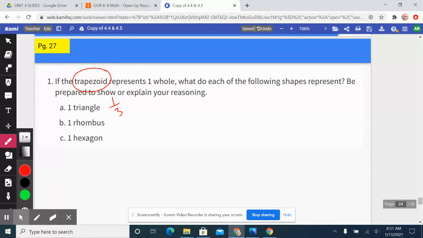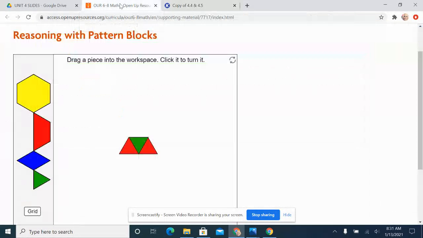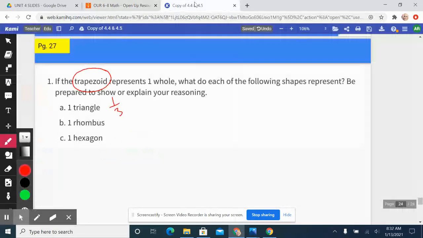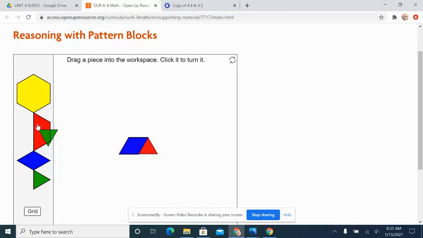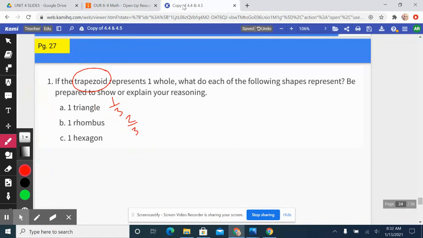So now 1 rhombus, right? So let me take this out and I'm going to add the rhombus, right? So that rhombus is now taking up 2/3 of it. And then 1 hexagon. So remember earlier we did 2 of these make your hexagon. So the answer would be 2.